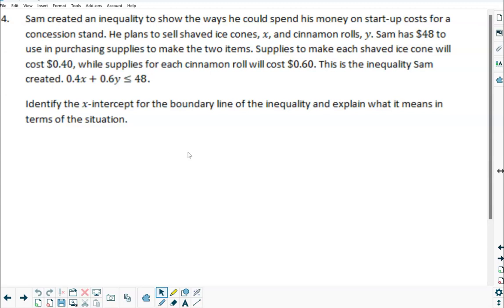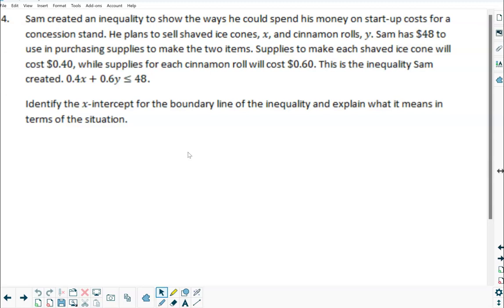show the ways he could spend his money on the startup costs for a concession stand. He plans to sell shaved ice cones X and cinnamon rolls Y. Sam has $48 to purchase supplies to make the two items. Supplies to make the shaved ice cones would cost 40 cents, while supplies to make the cinnamon rolls would cost 60 cents. This is the inequality Sam created.